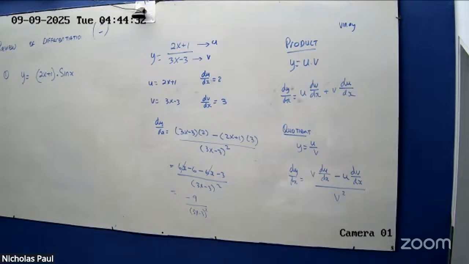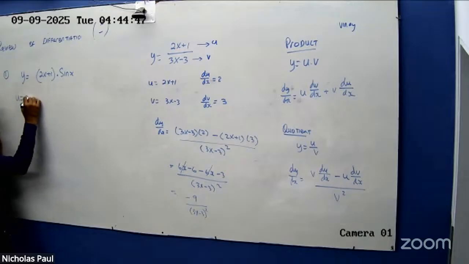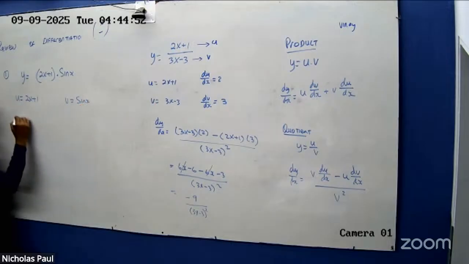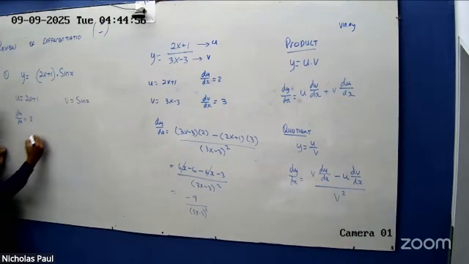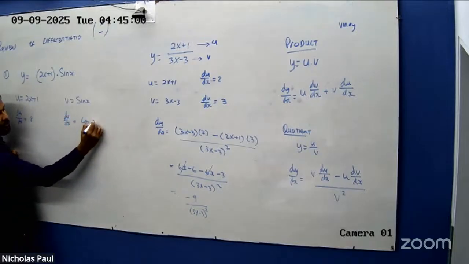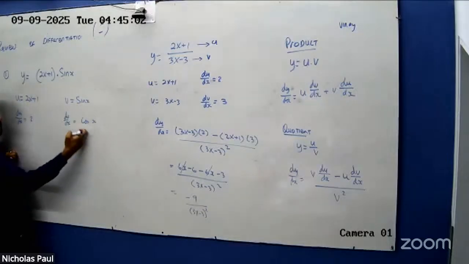You get through? And technically that's the end of the differentiation. But of course, the question is a little more challenging, right? I just showed you all the rules and theory that I need you to know. So u is equal to 2x plus 1, v is equal to sine x. du dx is 2, dv dx is what? Cos x, right? The differential of sine is cos.